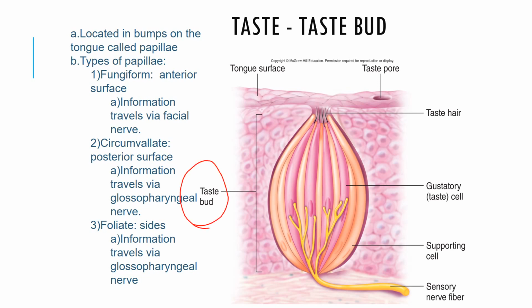And so there are different types of papilla. We have fungiform, and these are going to have information travel to the facial nerve. The circumvallate, where these have information traveling to the glossopharyngeal nerve, and then foliate, which has information traveling to the glossopharyngeal nerve as well.